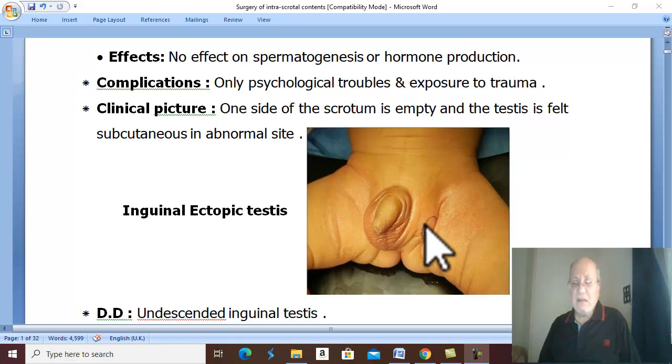And what is this? The testis can be seen and can be felt in an abnormal site in the subcutaneous region. Here in the subcutaneous region of the inguinal region. This is inguinal ectopic testis. It may be here in the root of penis, or here in the femoral triangle, or maybe here in the perineum.